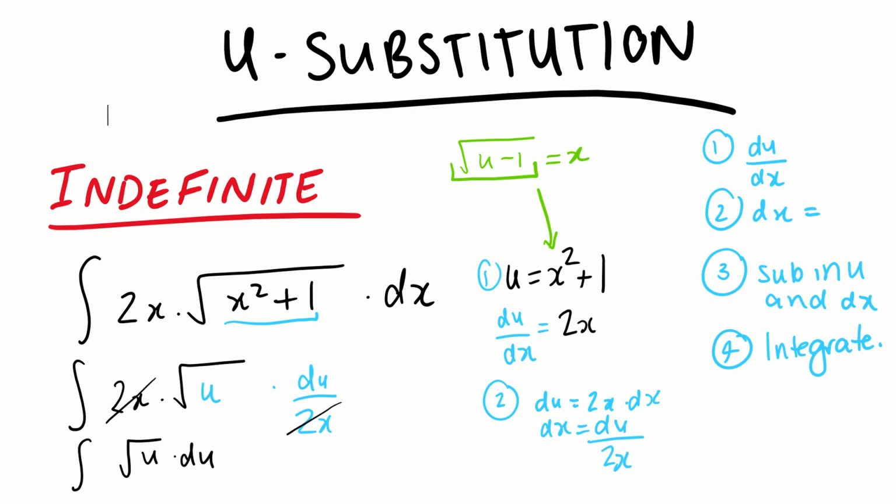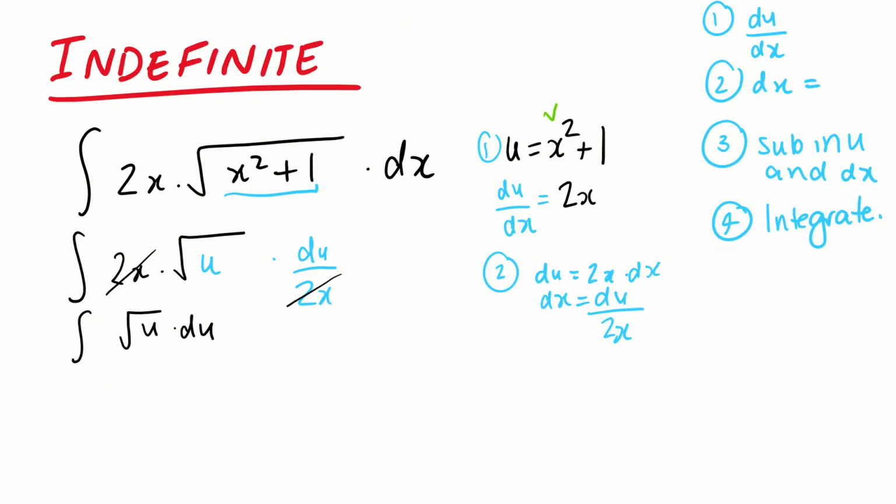So I'll just reiterate, one of 2 things will ever happen. Your x's should completely cancel and you're left with all u's and du. If you have an x in there somewhere and it's not cancelling, rearrange the substitution line to get x equals and put that in there instead. All right, let's continue here.